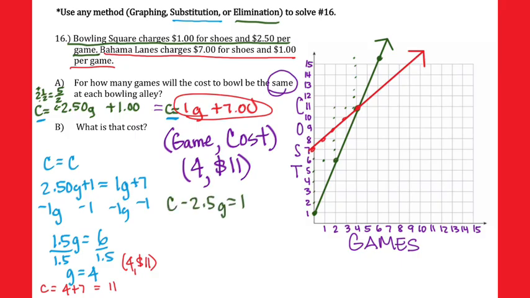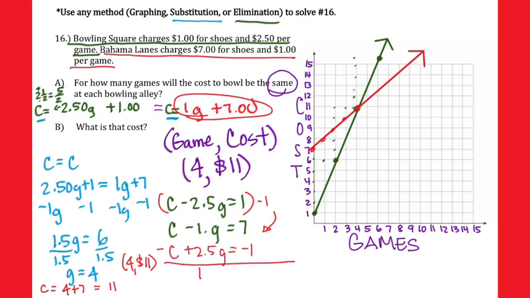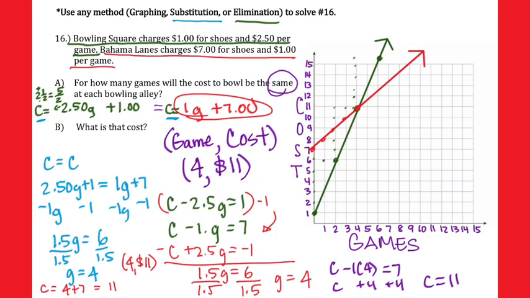If I use elimination, I set these two equations up, and if only the C value was a negative, they would eliminate. So I multiplied the first equation by -1. And I eliminate the cost, and I solve for the games, which again is 4. And I could substitute that back in, which we already know is going to be 11. So again, it's always in 4 games, it's $11 for Bowling Square and Bahama Lanes.